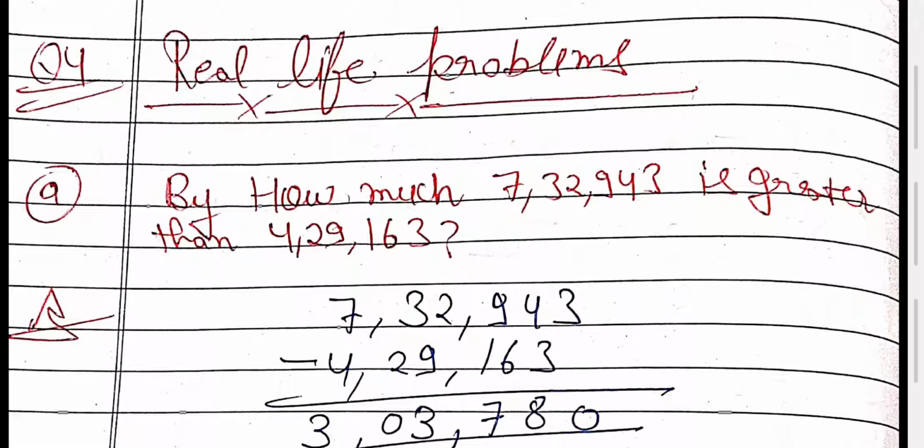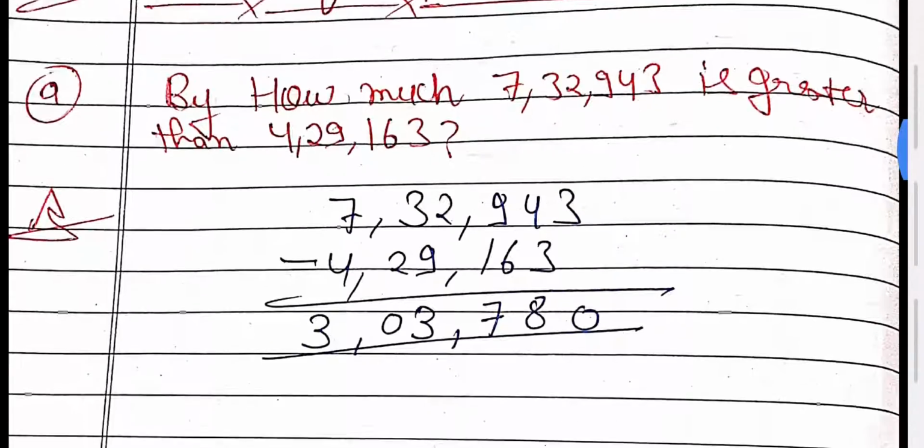So what will you get? 3 minus 3 you get 0. Then take carry 1, it becomes 14. 14 minus 6 becomes 8. Then it becomes 7. 8 minus 1 becomes 7. 2 minus 9 not possible. Take 1 carry, it becomes 12. Then 12 minus 9 you get 3. Then here it becomes 2. 2 minus 2 remains 0. And then 7 minus 4 you get 3. What is your answer? 3,03,780. It is your answer.